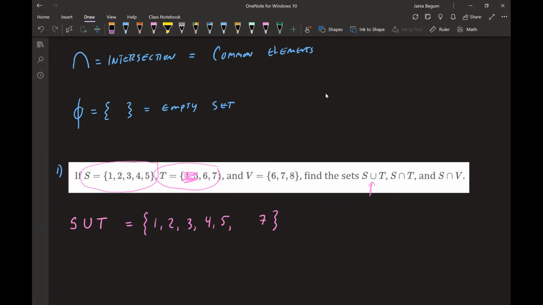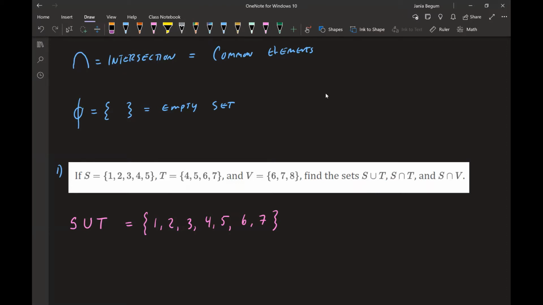So union is literally just everything combined? Yeah, everything from S, everything from T. Okay. You got it. I have one more. So if you have a double, you basically just write it once, right? Exactly. So if an element repeats, you don't have to repeat it because it's the same thing. Okay, got it. Makes sense.